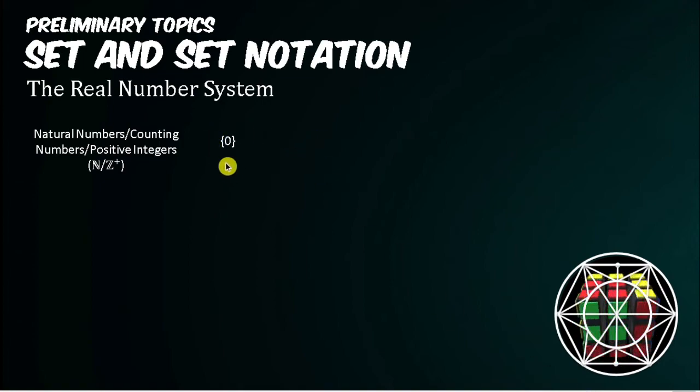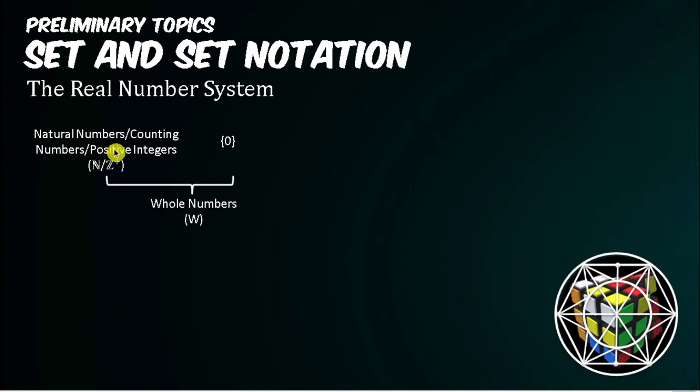Now, this is a set. This is a unit set containing the element, the number 0. If we combine or take the union of these two sets here, we now have the set of whole numbers. We denote that by W. So we see there that the only difference in terms of the elements of the natural numbers and the set of whole numbers is the element 0. So walang 0 sa natural number. That's why we call it counting numbers. We start at 1. We count starting with the number 1.